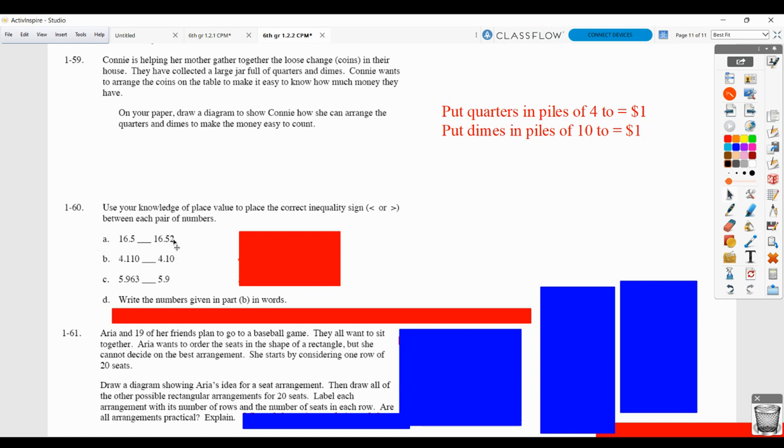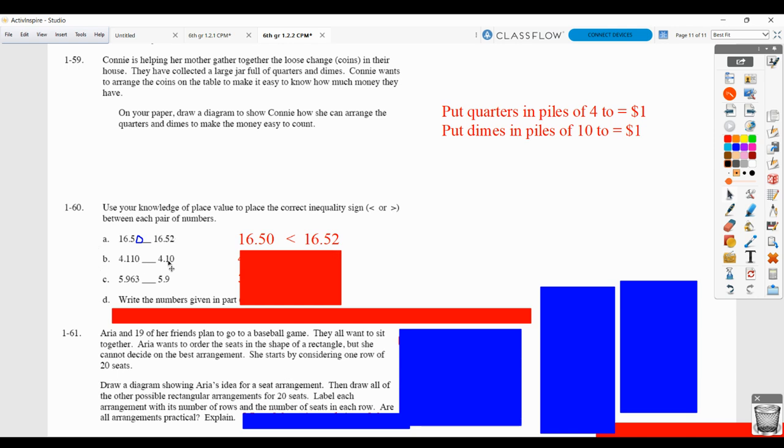And then here we are going to be comparing these with a less than or greater than sign. What I typically suggest on these is to add non-essential zeros so that they have the same number of decimal places. In other words, 16 and 5/10, I would add a 0 here, making it 16 and 50 hundredths, and now it's easier to compare to 16 and 52 hundredths. So 16 and 50 hundredths is less than 16 and 52 hundredths.